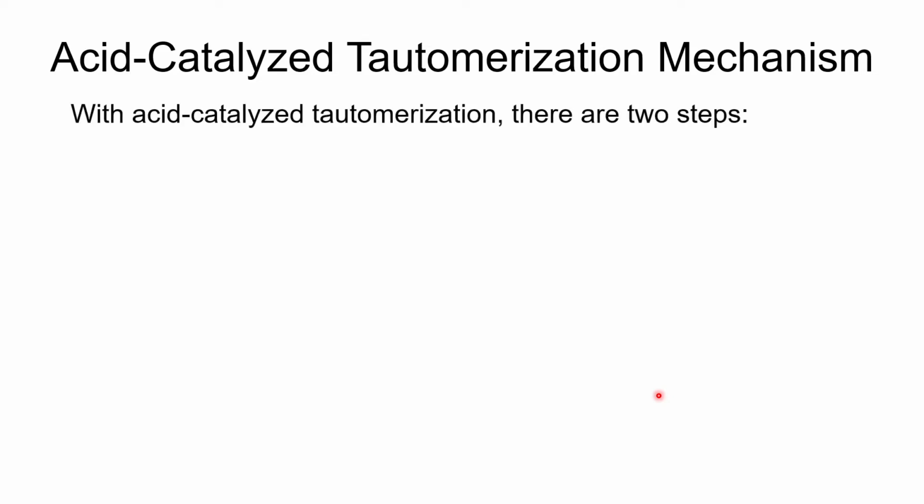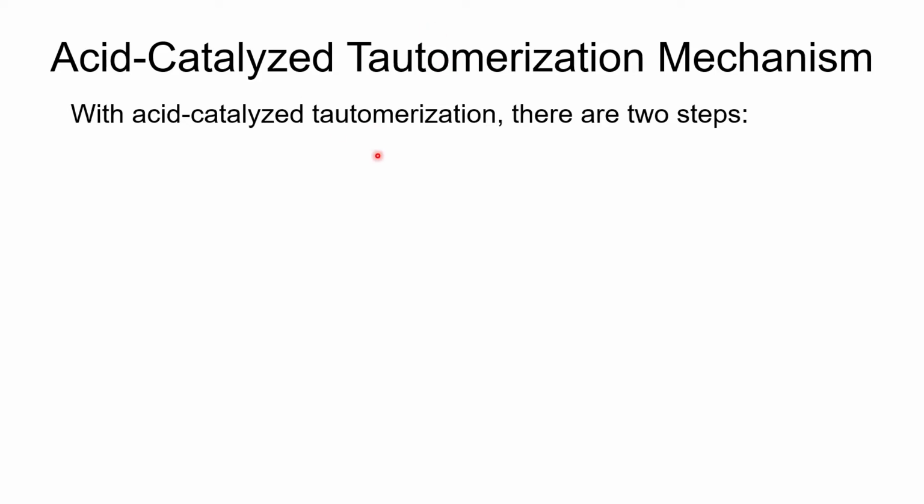Now, there are two ways of doing tautomerization from the enol form to the keto form, or vice versa, from the keto form to the enol form. And those two methods are going to be acid-catalyzed and base-catalyzed. So let's look at the acid-catalyzed mechanism first.